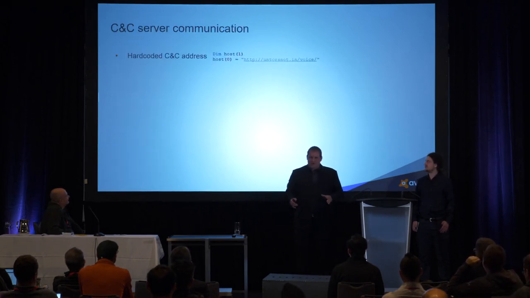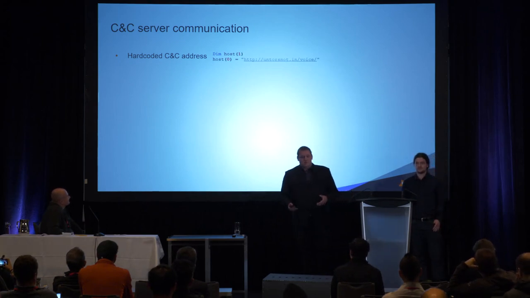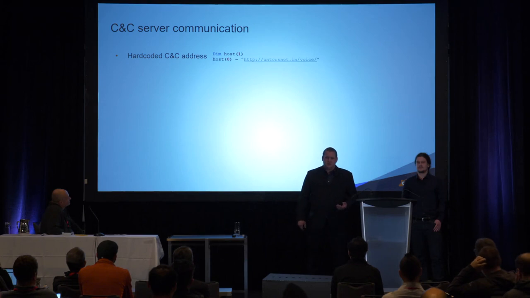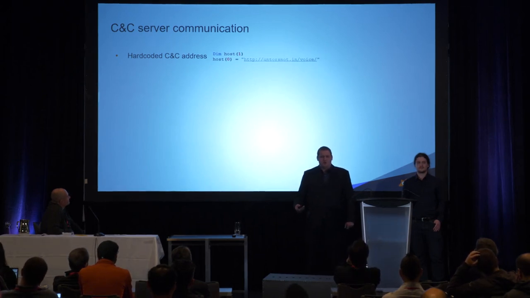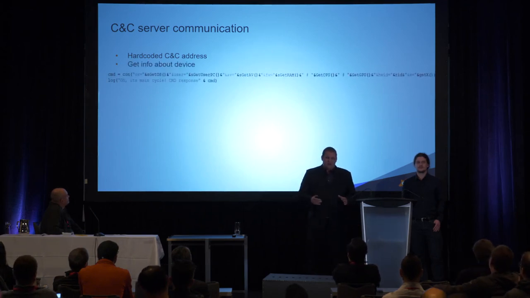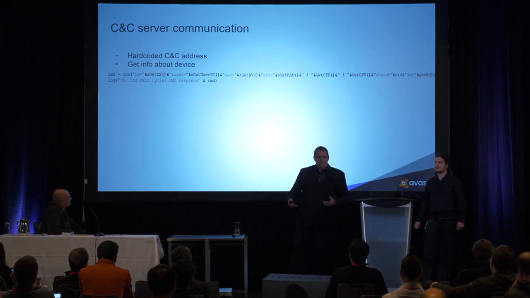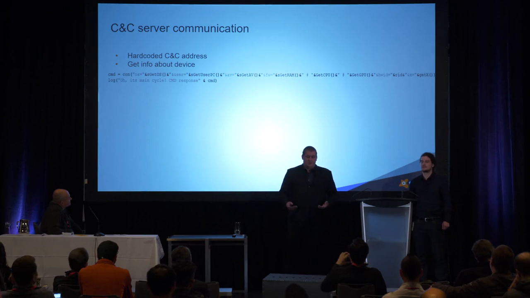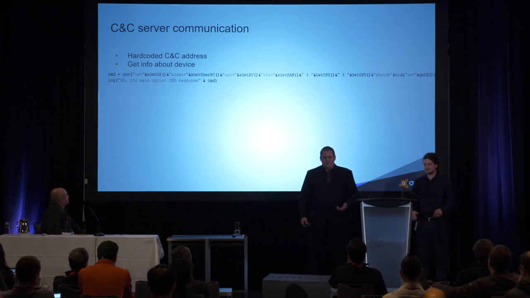Well, when I go directly to the VBS script, it communicates with the CNC server. But the interesting part is the hard-coded CNC server address. And in all samples we went through, there was only one CNC server address, but the script itself is prepared to contain more addresses which can be changed over time. It's getting some information about the infected device, which can be used to identify the user device, or in the future it can also be used by the attacker to avoid running the script, for example, in a virtual machine, etc.